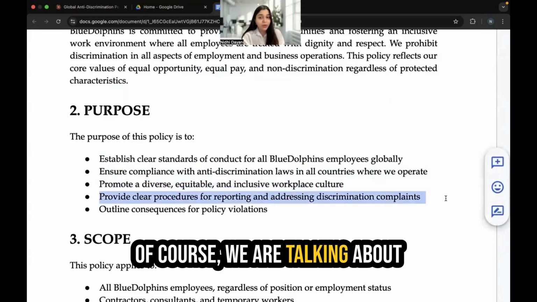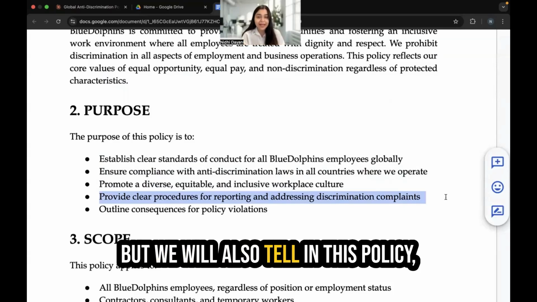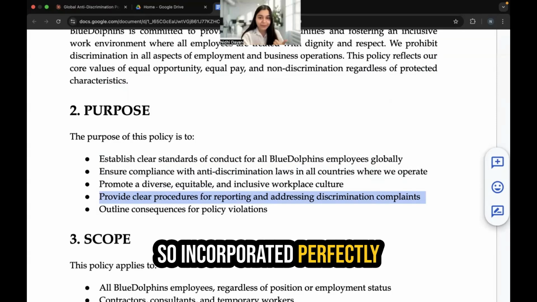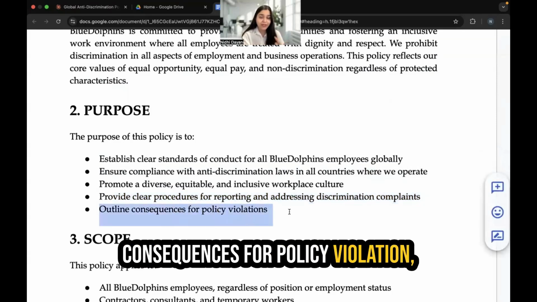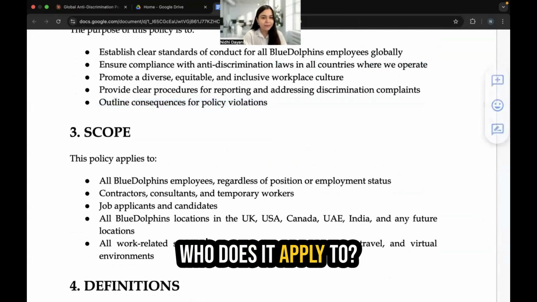Of course, we're talking about what is prohibited and what is not, but we will also tell in this policy what if there is a violation, right? So incorporated perfectly. Consequences for policy violation. If you remember, I had answered this question in the prompt as well. Perfect. Who does it apply to?